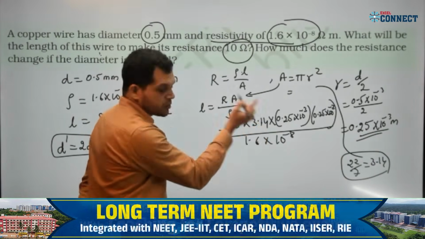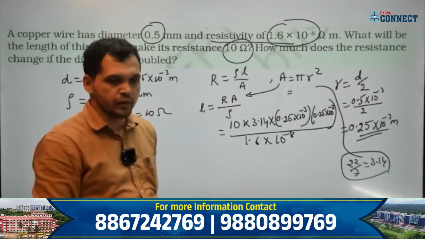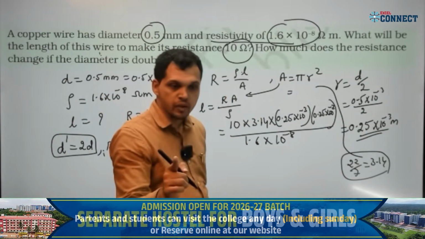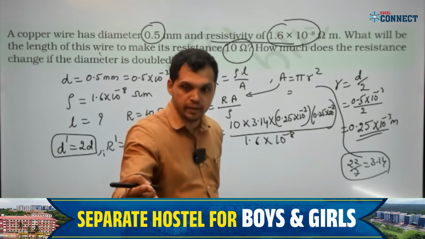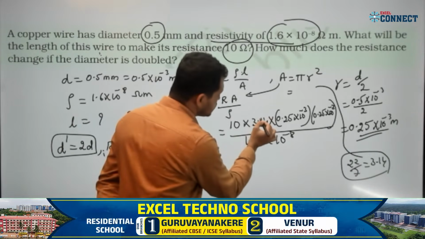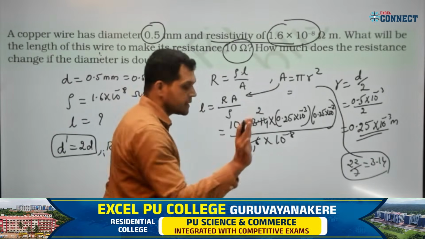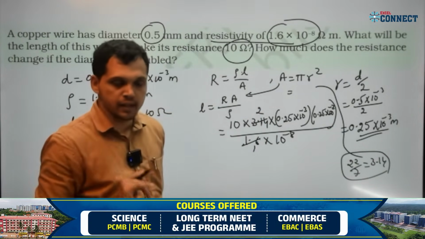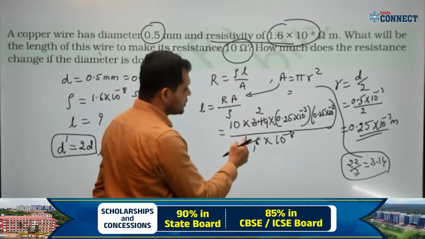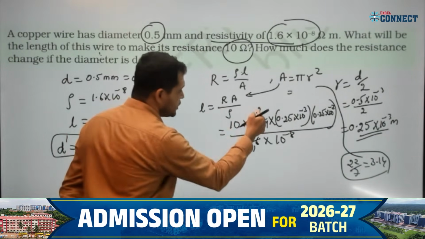We have 3.14, which is nearly 3.2. If I take 1.6 doubled, that is 3.2. So 1.6 once times this 2, nearly, not exact. If I take this 2, now I can simplify easily. What is remaining? 10 into 2.